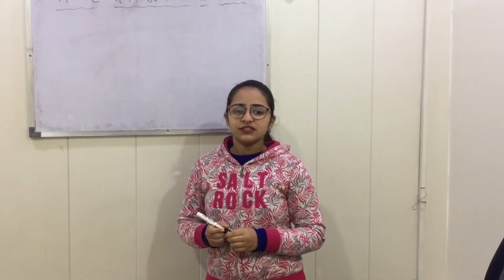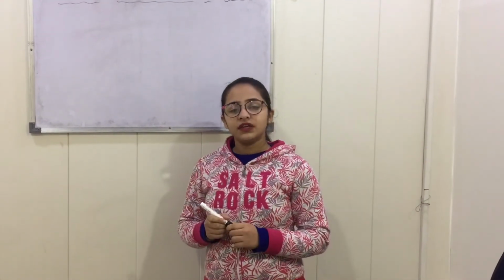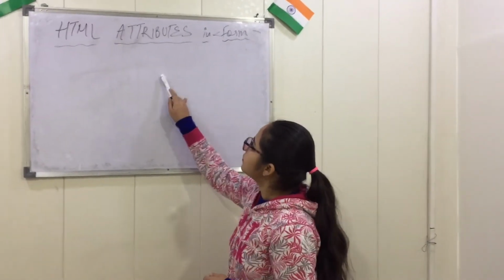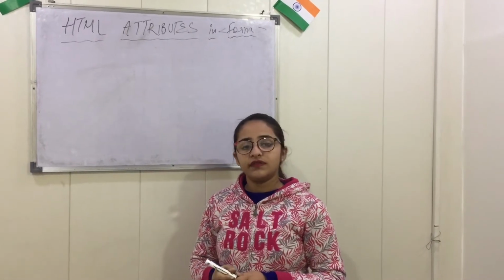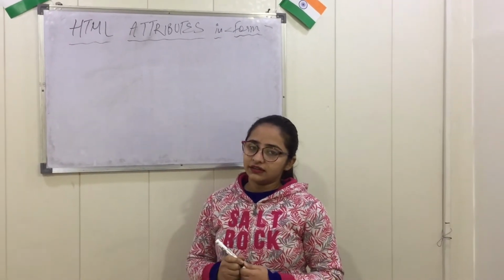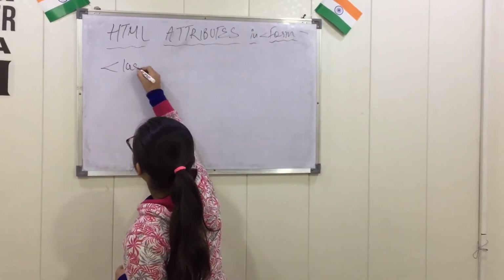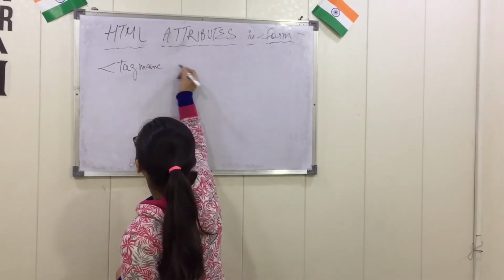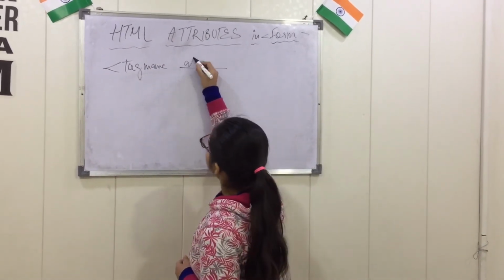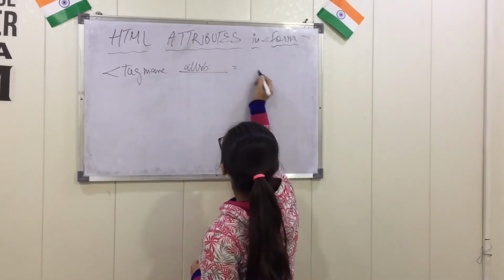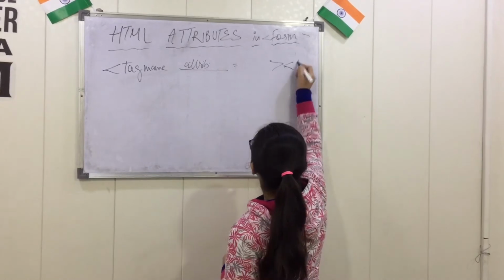So today we are going to discuss the topic HTML attributes used in the form tag. Attributes provide additional information to our elements. Every time we discuss attributes, first of all we write the tag name and after that we declare the attributes. For example, the syntax would be: first the tag name, after that the attribute, and then the tag closes.